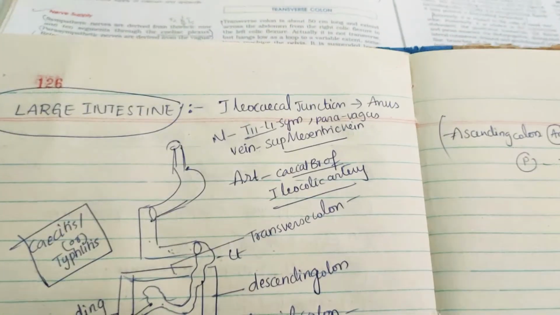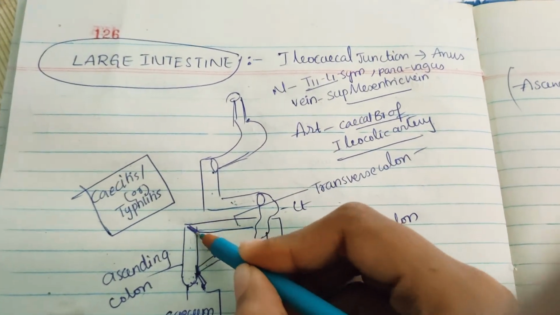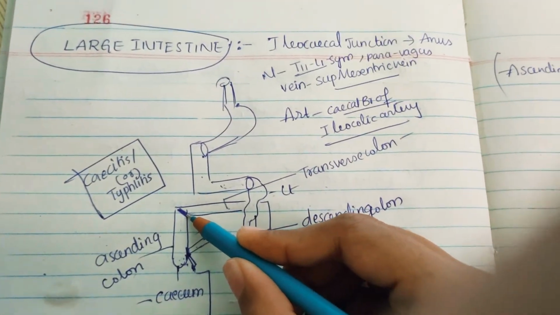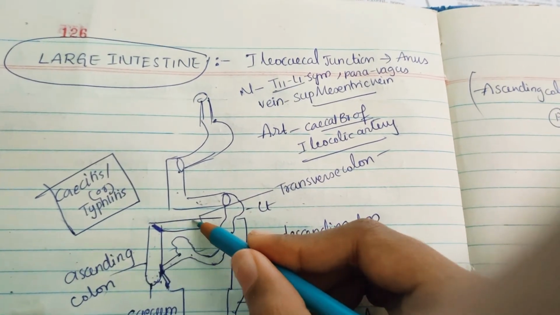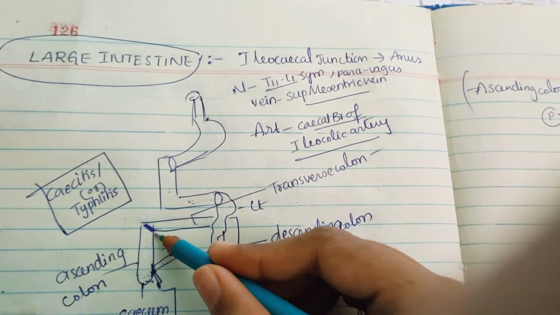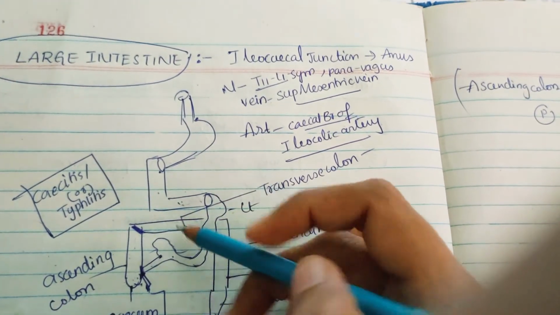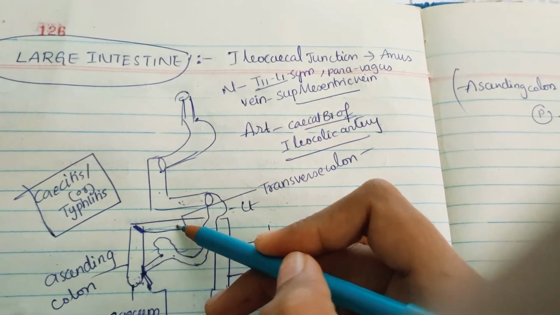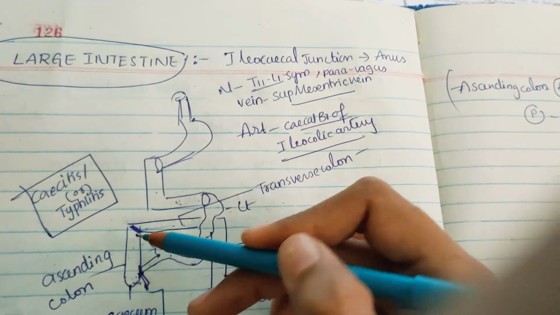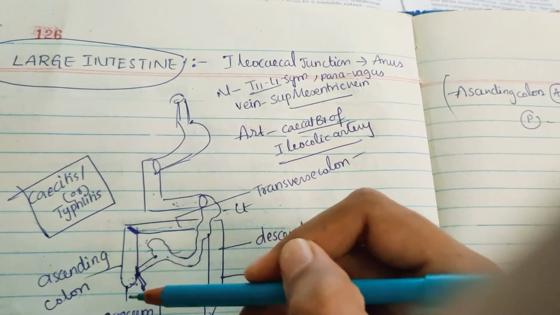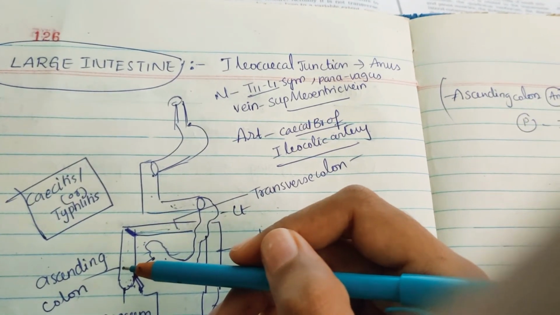Now let's discuss about right colic flexure, or also called as hepatic flexure here. So right colic flexure lies at the junction of ascending colon and transverse colon. Here the colon bends forward, downwards, and towards the left side, right? This flexure lies on lower part of right kidney, and anterosuperiorly it is related to colic impression on inferior surface of right lobe of liver.